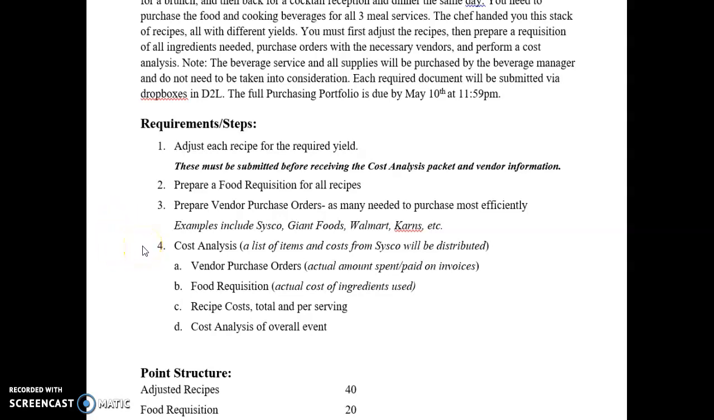You won't get 100% of your items from Sysco. Then you'll need to do a cost analysis of several different components. First, we'll start with the vendor purchase orders. How much did you pay to bring everything in the door? Let's start with that.